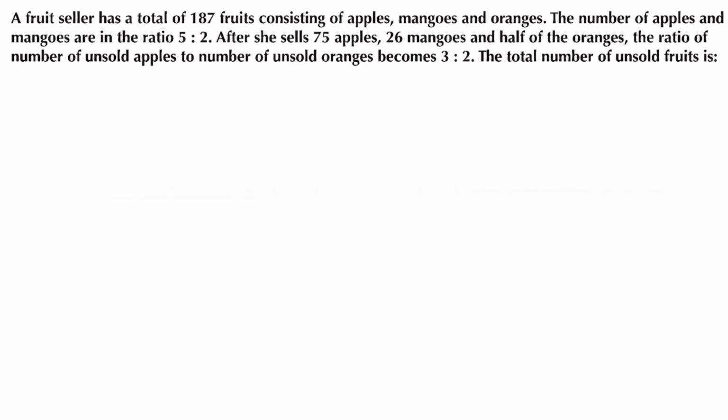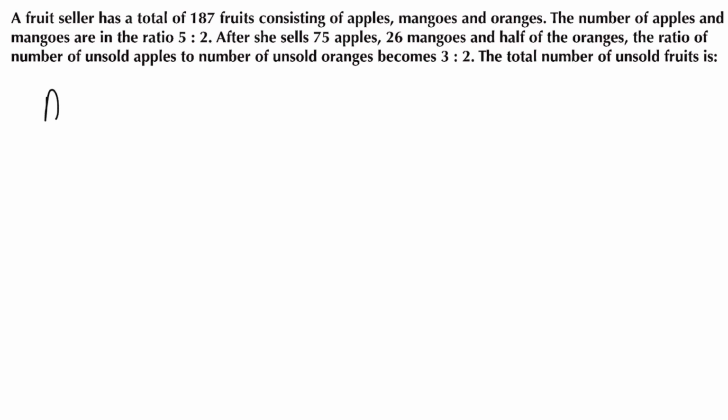So the question says, a fruit seller has a total of 187 fruits consisting of apples, mangoes, and oranges. The number of apples and mangoes are in the ratio 5:2. After she sells 75 apples, 26 mangoes, and half of the oranges, the ratio of the number of unsold apples to the number of unsold oranges becomes 3:2. The total number of unsold fruits is?